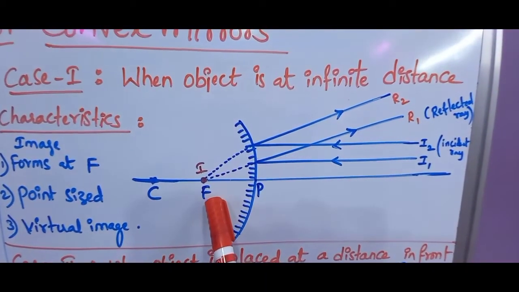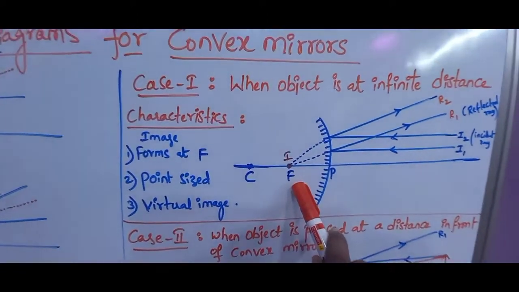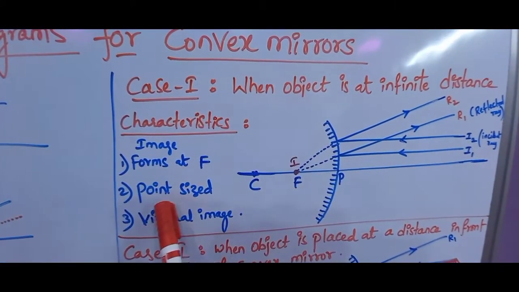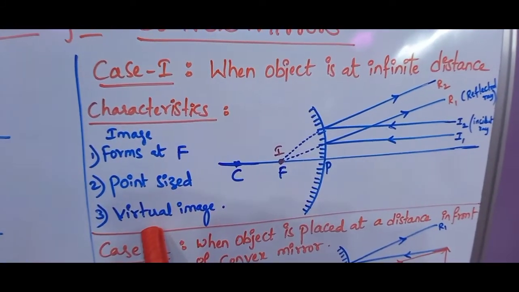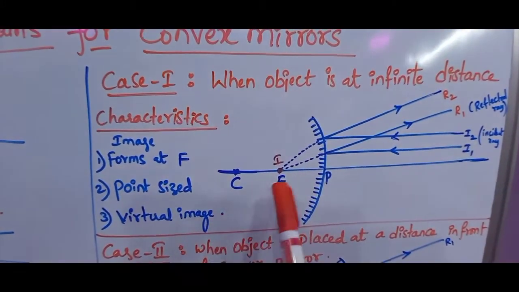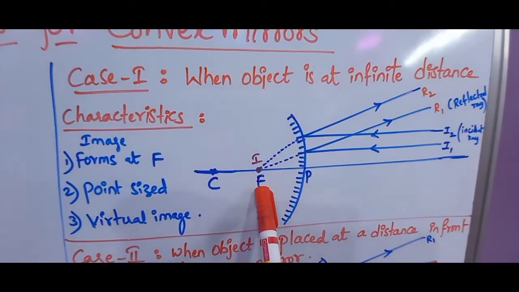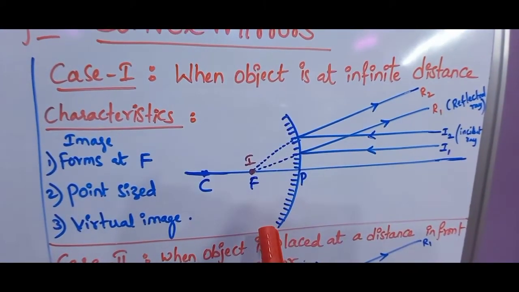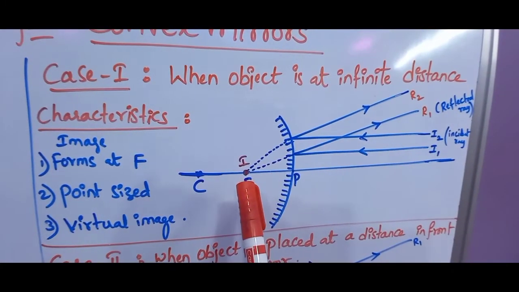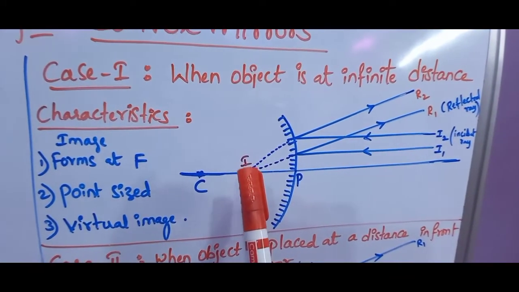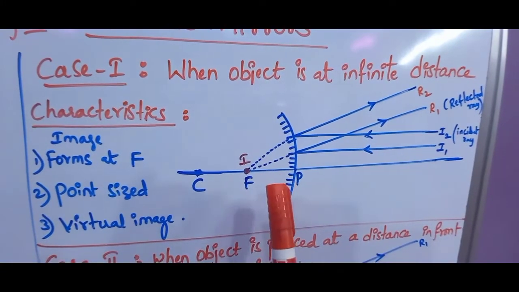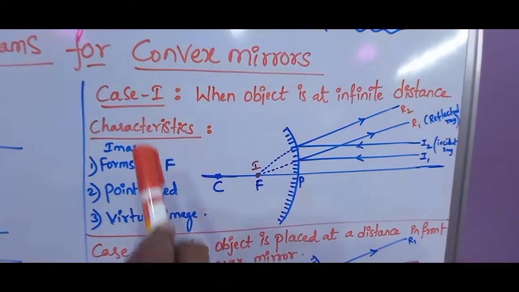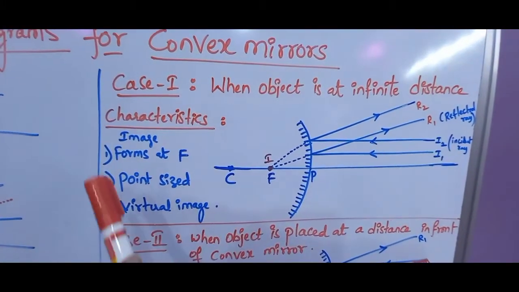Whenever the image is formed at the focal point, we get a point-sized image. Okay, characteristics of the image. The image forms at a focal point, and we get the point-sized image. And it is a virtual image because we cannot catch the image on a screen. It will appear only when we look into the mirror. The image will appear, but we cannot catch the image of that object upon a screen or upon a mirror. Hence this image is called a virtual image. Okay, this is case 1, and these are the characteristics of the image formed.